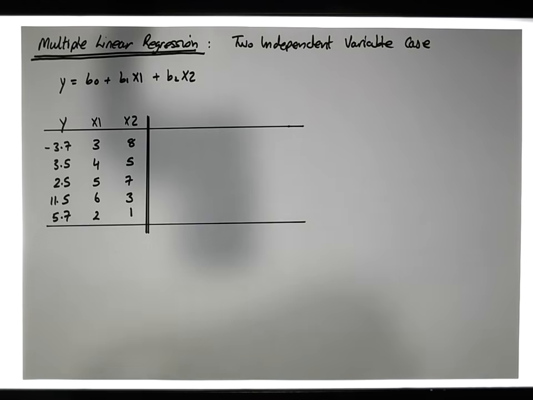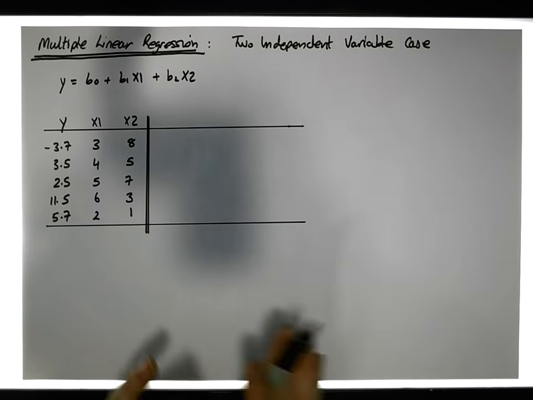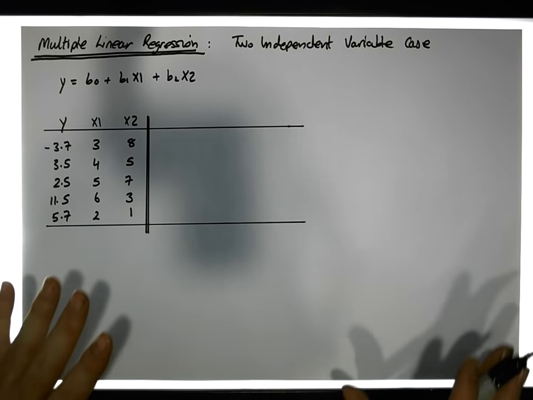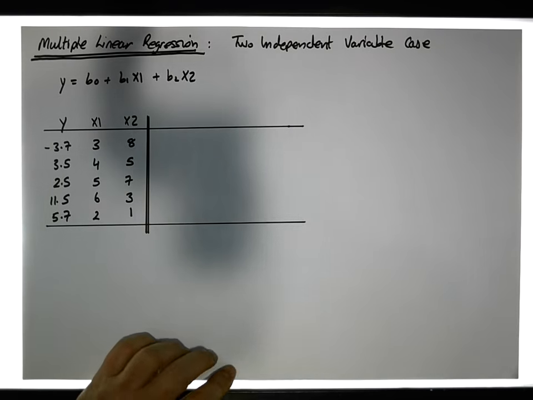So there's our data, and what we'd like to do is calculate b0, b1, and b2. Now, there are a lot of formulas involved in this, so I'm just going to give you the formulas, and then we're just going to run it. I will do another video on how we can calculate these formulas and derive them.